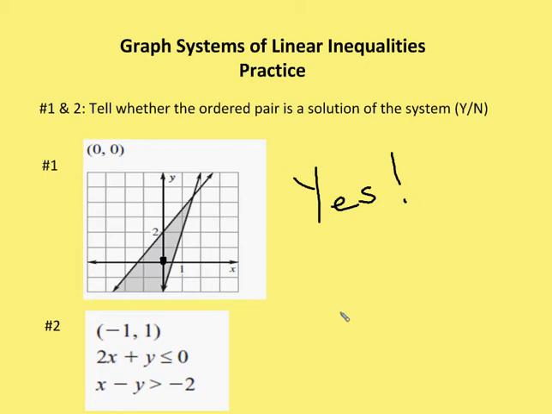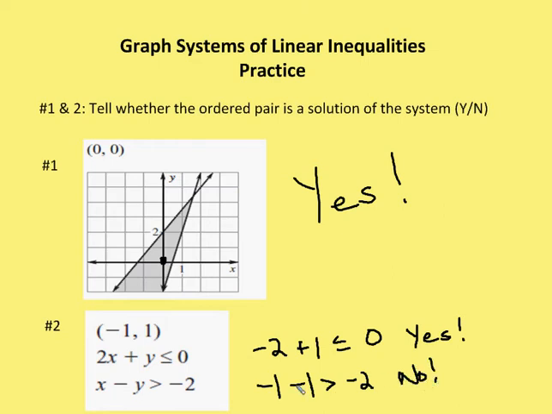All right, so let's take on the second problem. I have another ordered pair, negative 1, 1, and we want to see if it's a solution of the system, which means it has to be a solution of both of the inequalities. So if I have negative 1 for x, that gives me negative 2 plus 1 for y, gives me negative 1. Negative 1 is going to be less than or equal to 0. So number 1, yes. Okay, number 2, I have negative 1 minus 1, which is equal to negative 2, greater than negative 2. Is negative 2 greater than negative 2? No, it's the same. So we're going to say no in this case.